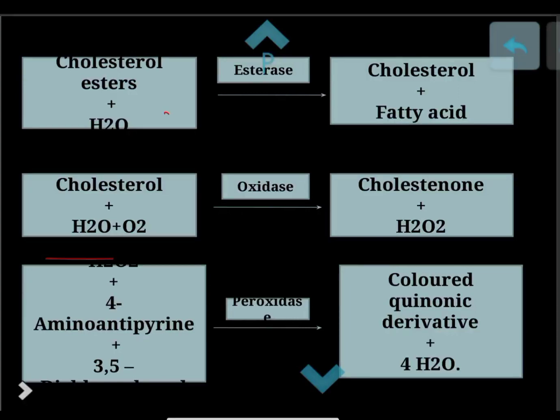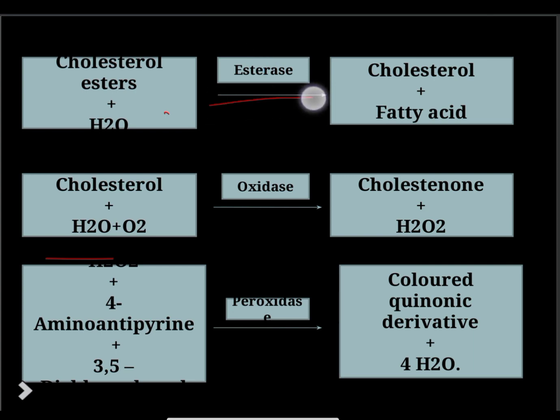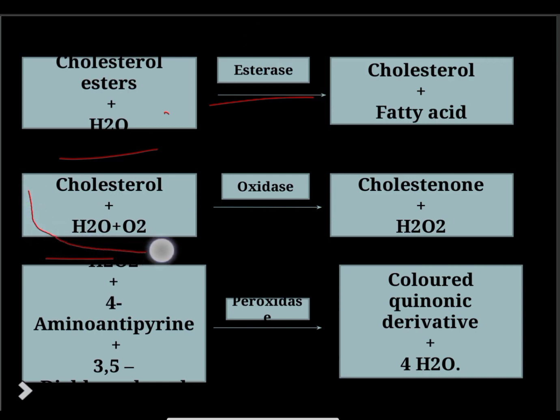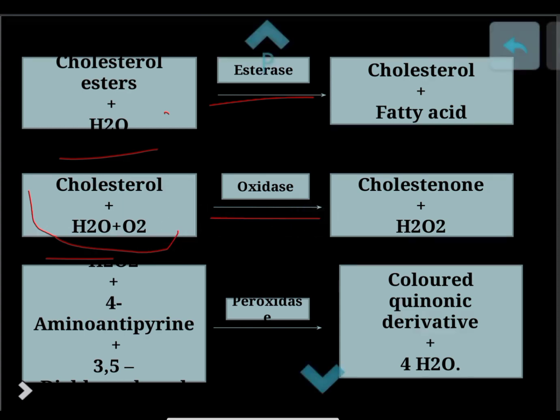So cholesterol esters, which are present in blood, give cholesterol plus fatty acid when they react with water in the presence of esterase enzyme. And this cholesterol again reacts with H2O and O2 in the presence of oxidase enzyme and gives cholestenone and H2O2. So this is a cholesterol derivative.